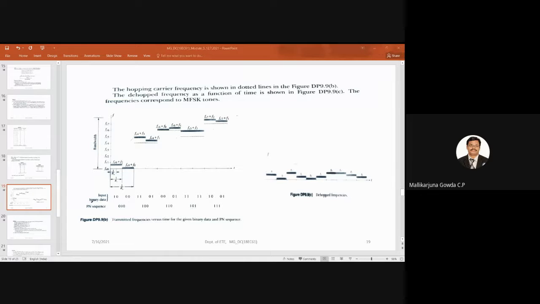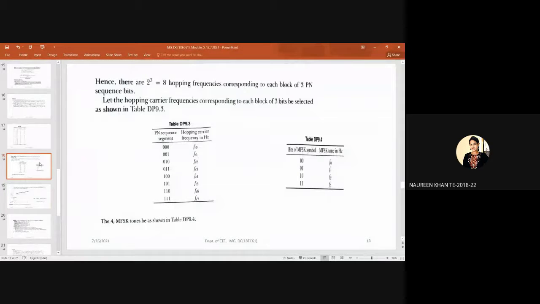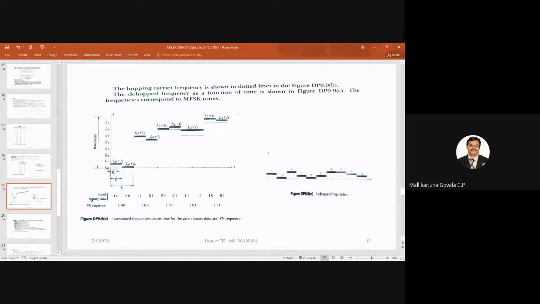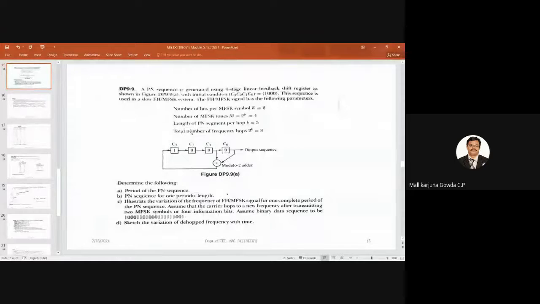Better you write the grid structure, then it becomes easy. Sir, can you tell how to do the part after the PN sequence? I think the third subdivision of the question. Which one? This one? Yes, the third. It is given in the problem itself: length of PN segment per hop is 3 bits.